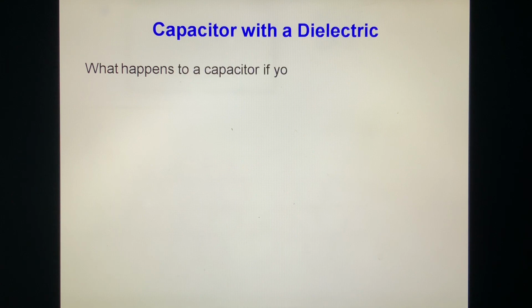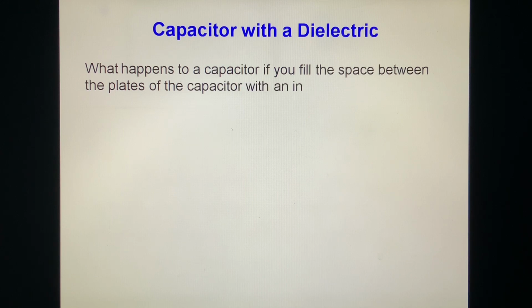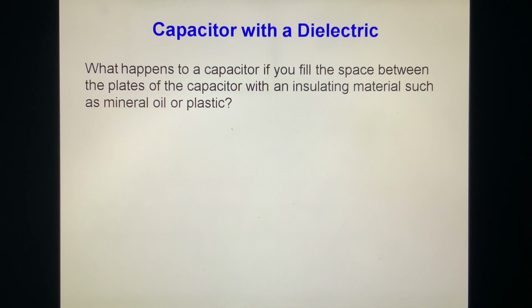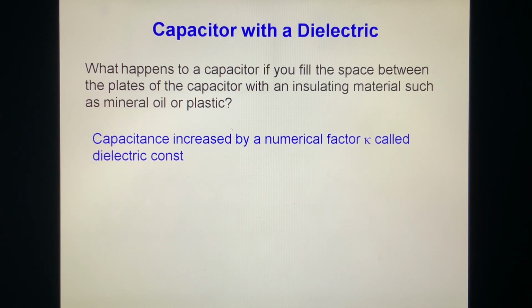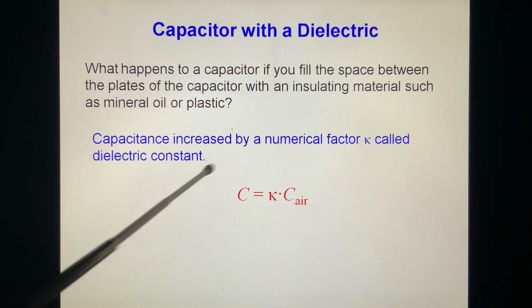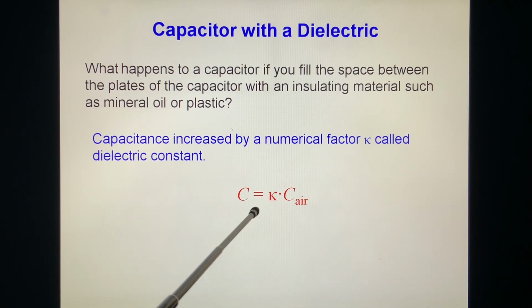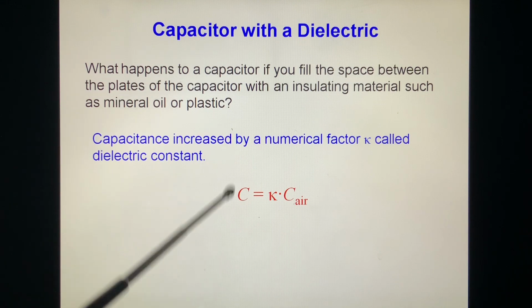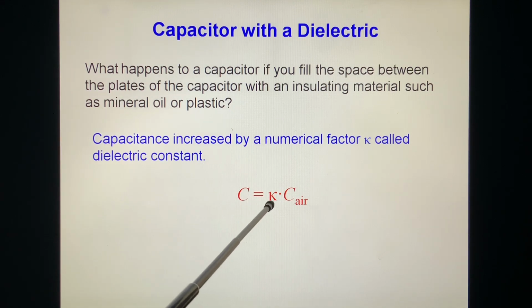What happens to a capacitor if you fill the space between the plates with an insulating material, such as oil or plastic? The capacitance increases by a factor kappa, called the dielectric constant. C equals kappa C air. Remember, this formula is so important. It's the fact. The capacitance increases by a factor kappa, called the dielectric constant.